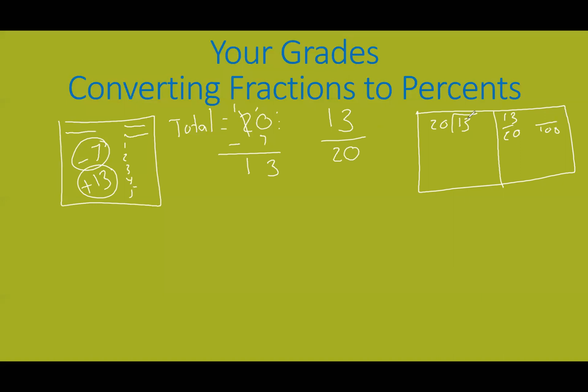Which would be easier, long division or finding how many times 20 can go into 100? Well, I'd rather do this one. How do I get 20 to equal 100? I'm going to multiply by, well, let's see, 20, 40, 60, 80, 100. I'm going to multiply by 5, which means I need to multiply the numerator by 5 as well. 13 times 5. I've got a 15, 65. Oh man. So it's 65 out of 100, which means you've got a 65%, which is a D.